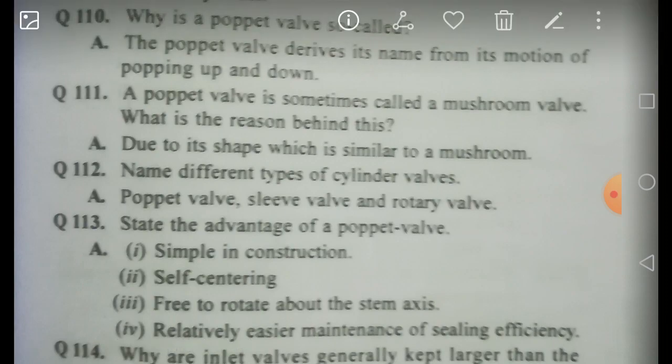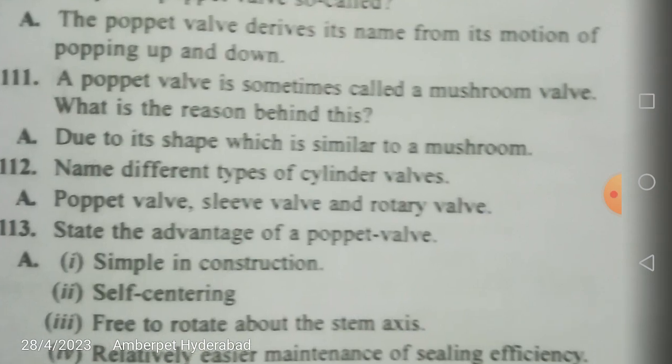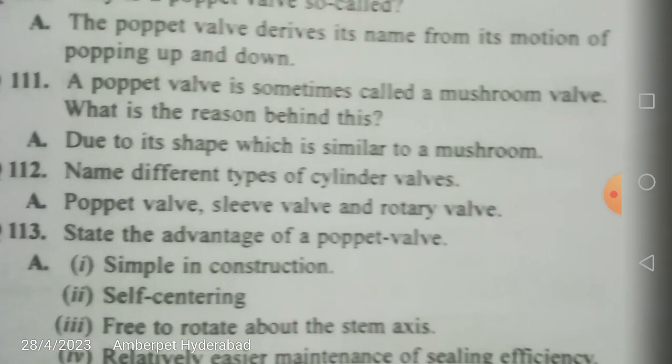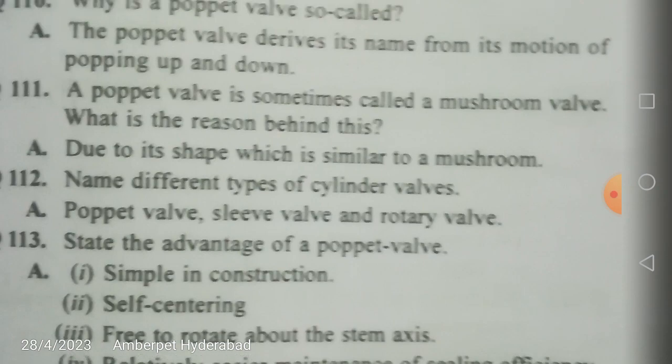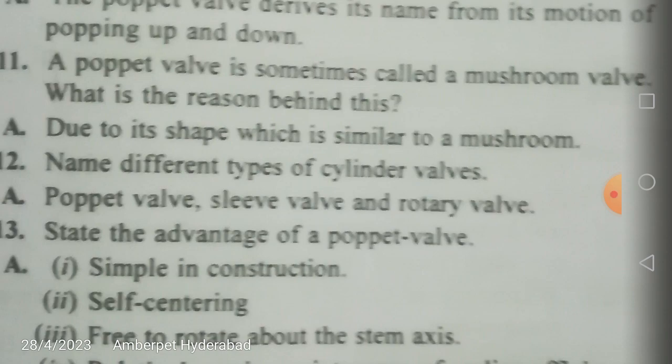So why is a poppet valve so called? The poppet valve derives its name from the motion of popping up and down. Because it pops up and pops down, that's why it is called a poppet valve. Now, a poppet valve is sometimes called a mushroom valve. What is the reason behind this? Normally, your poppet valve in its appearance looks like a mushroom. It is due to its shape, which is similar to a mushroom, that the poppet valve is also called a mushroom valve.